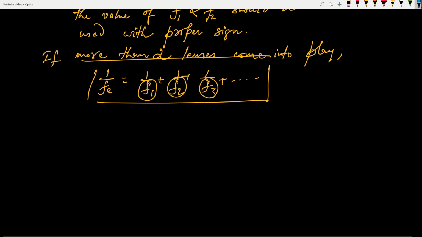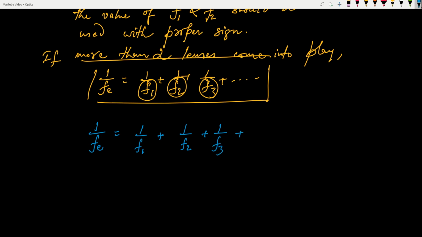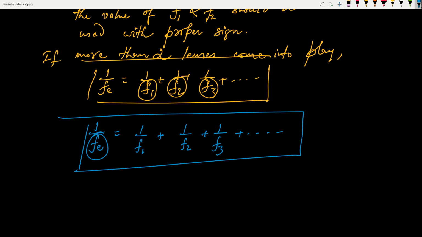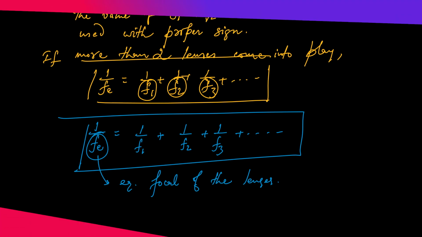So let me write it down in a fresh way. That is 1 by fe is equal to 1 by f1 plus 1 by f2 plus 1 by f3 and so on, where fe is the equivalent focal length of the lens. I hope this is clear. So this is the formula that is very important. Now I'll be looking into some numerical problems in order to make this concept absolutely solid. So let's jump into that.